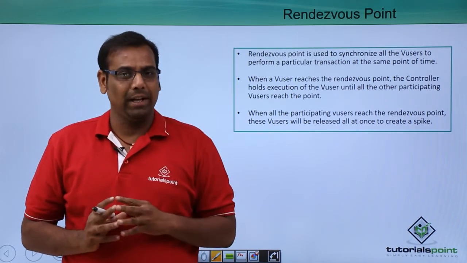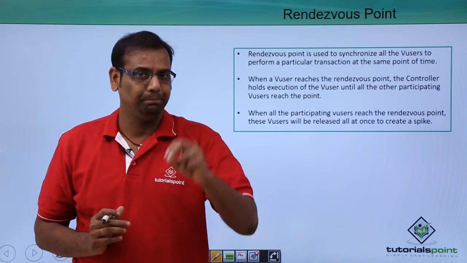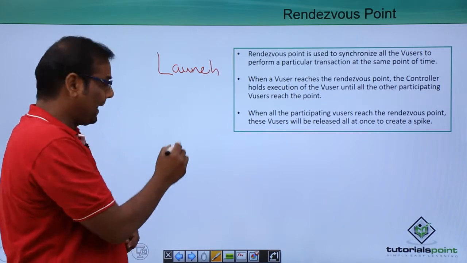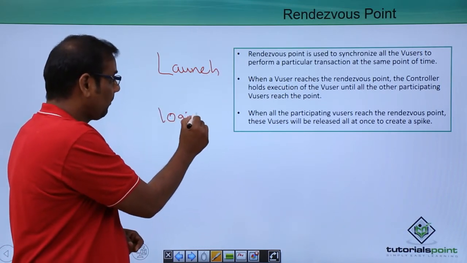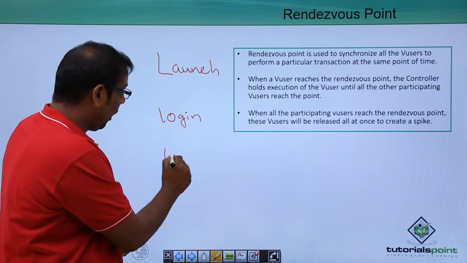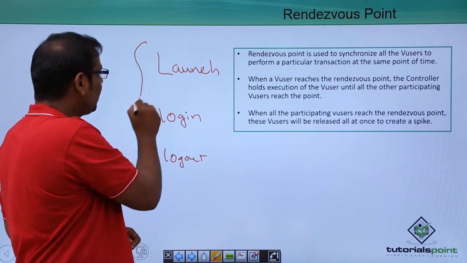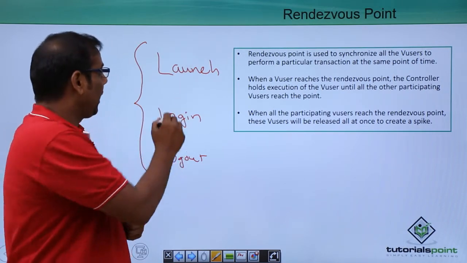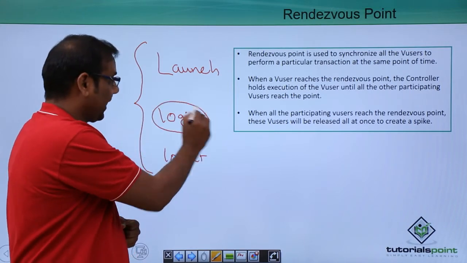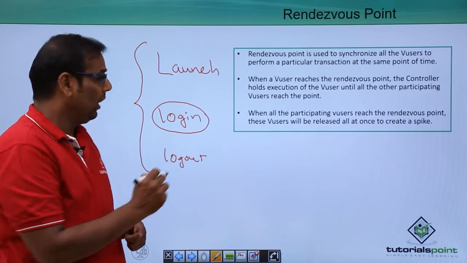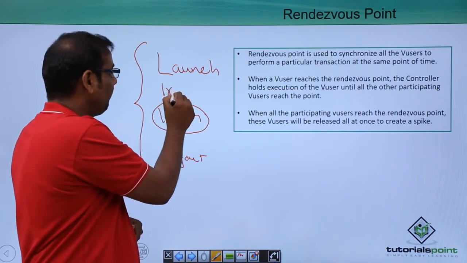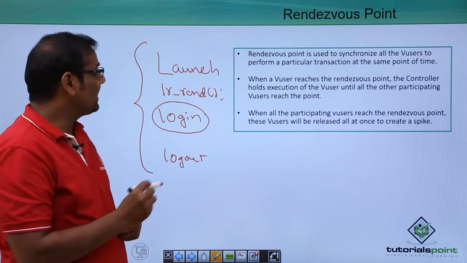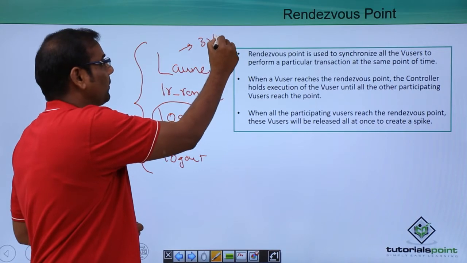Let's say you have a script with only 3 transactions. One is the launch transaction, one is the login transaction, and finally we have a logout transaction. Let's say it's one simple script with these 3 transactions. Now the client wants a rendezvous point over here for the login transaction. So as a performance tester, you have to put a rendezvous point over here. And let's say you are executing this script with 3 virtual users.